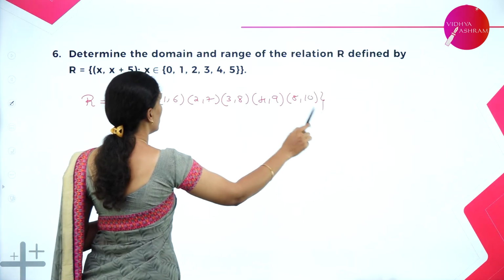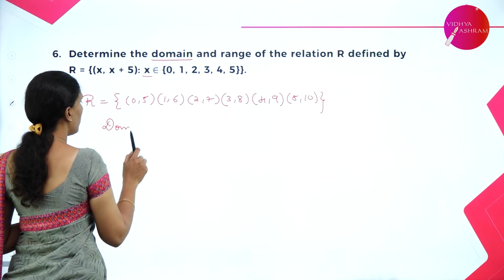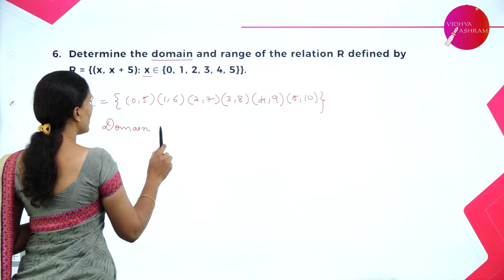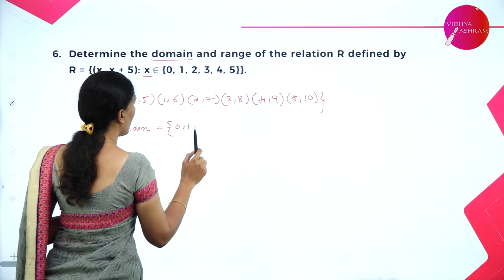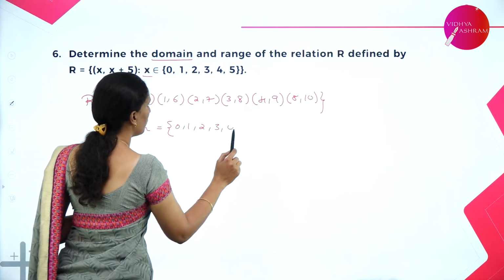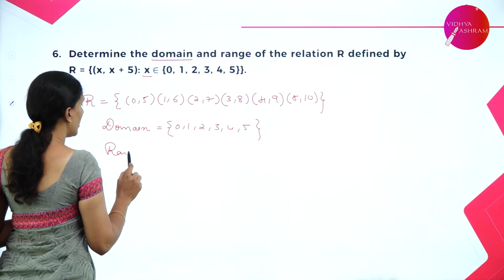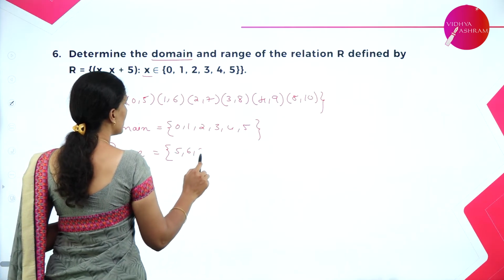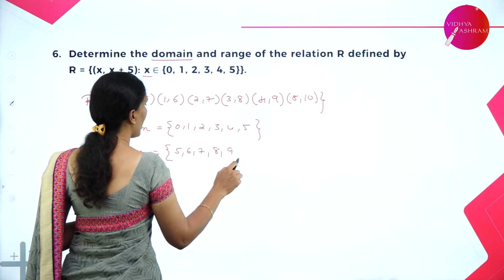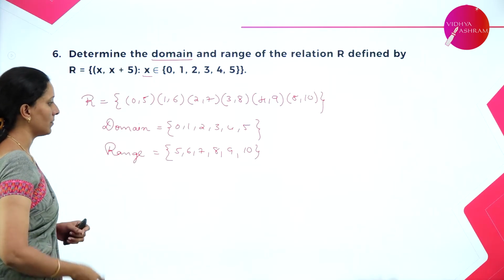So now we need to find out the domain. So let's write the domain. What is the domain here? So domain is the set of all first elements of the ordered pairs, that is 0, 1, 2, 3, 4 and 5. Next we have range. Range is all the images, that is 5, 6, 7, 8, 9, 10. So this is the range of the given relation.